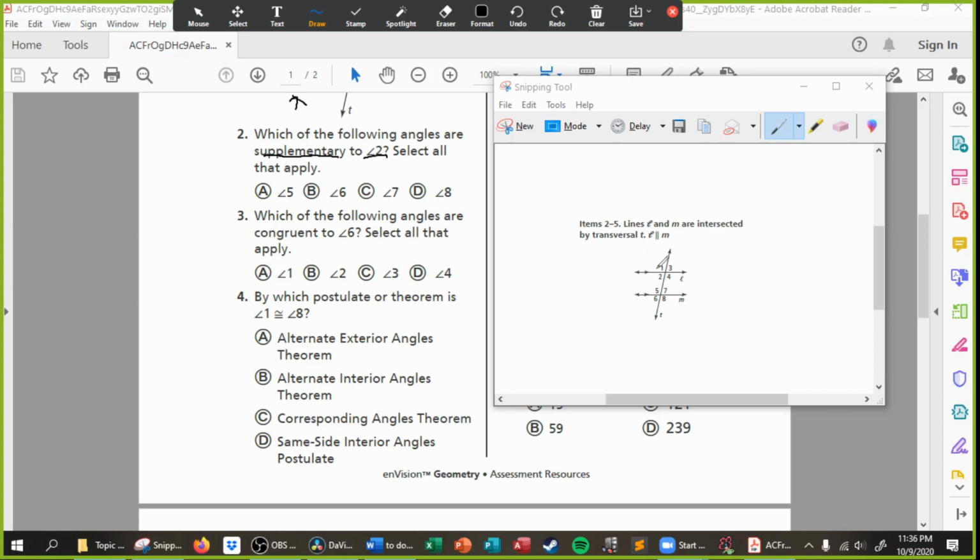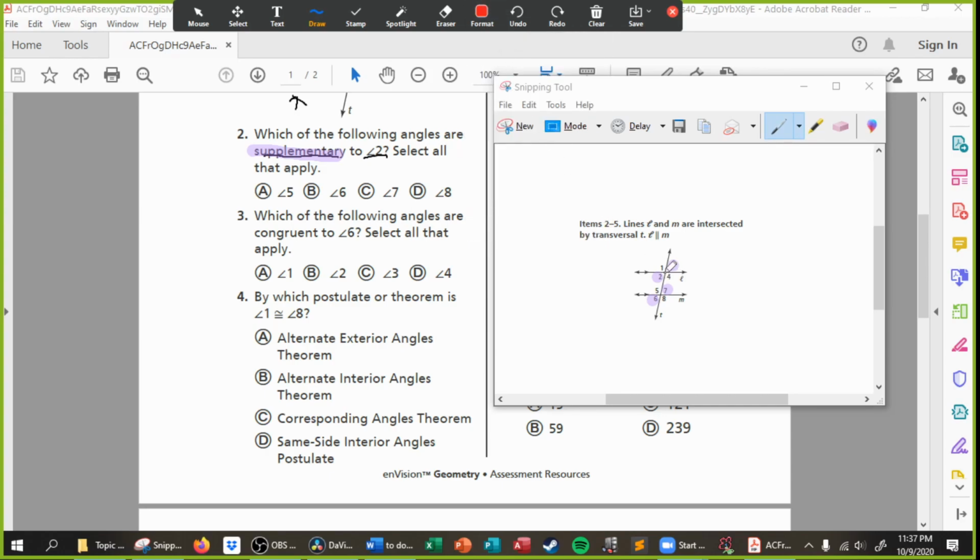What I'm going to do is first identify angle 2. So that's right here. And then it says supplementary. So I'm going to color code these, so that all of the ones that are congruent are in purple, right? These are vertical angles, 2 and 3, so they're congruent. 2 and 7 are alternate because they're on opposite sides of the transversal, interior because they're inside of the parallels, and they're angles, so they're alternate interior angles. And 2 and 6 are congruent because they're corresponding.